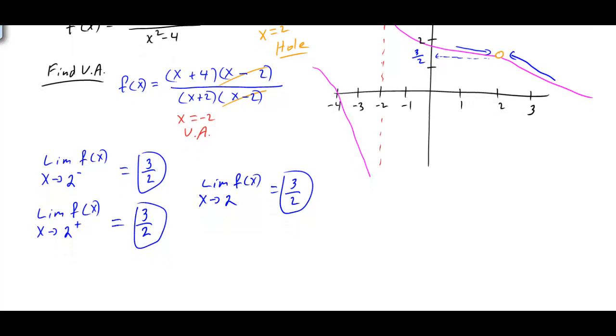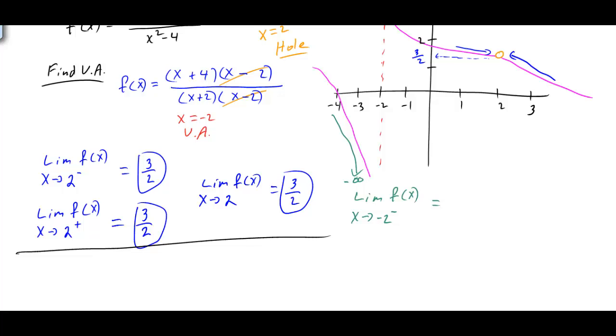Now, what's going to happen if I want to look at calculating the limit of this function? Our other discontinuity was at negative 2. So what happens if we look at x approaching negative 2 from the left? Well, if we approach negative 2 from the left-hand side, your graph is going down to negative infinity. So we have a negative infinity, and I'm going to emphasize this really tells us our limit does not exist.